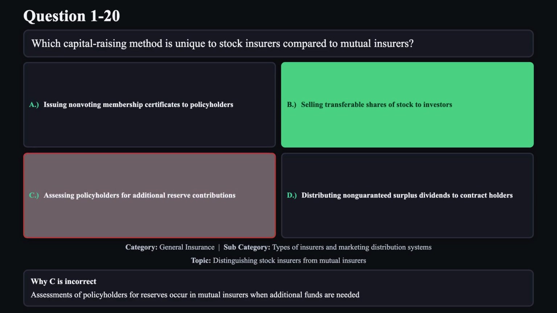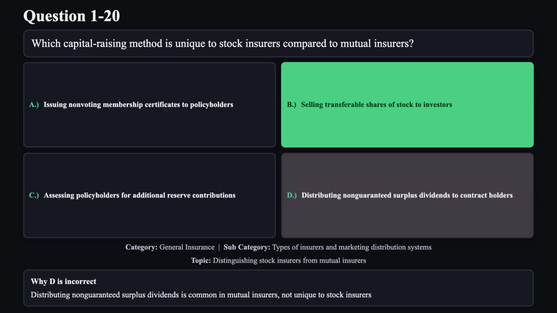Reason C is not correct. Assessments of policyholders for reserves occur in mutual insurers when additional funds are needed. Reason D is not correct. Distributing non-guaranteed surplus dividends is common in mutual insurers, not unique to stock insurers.